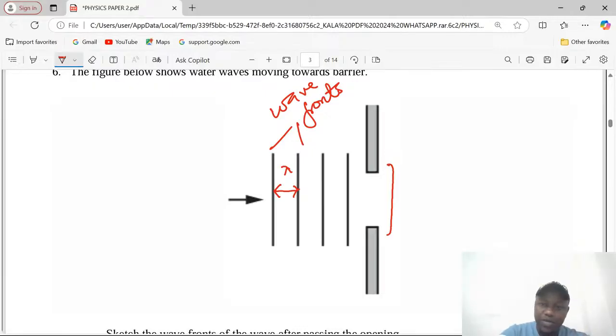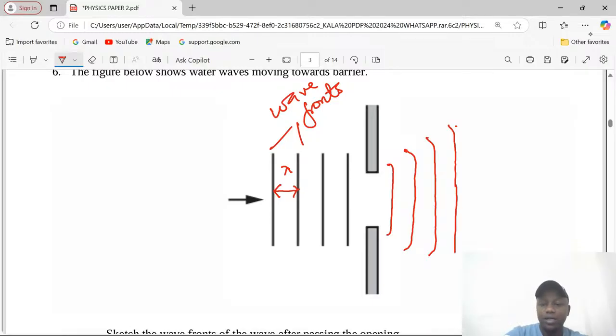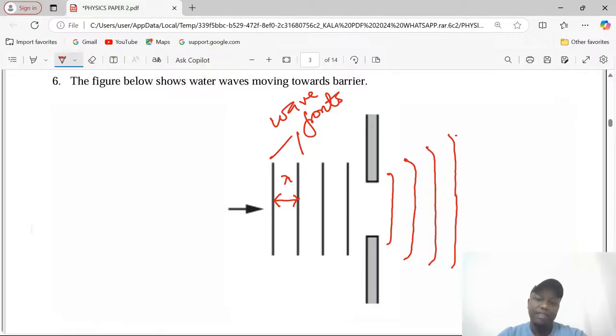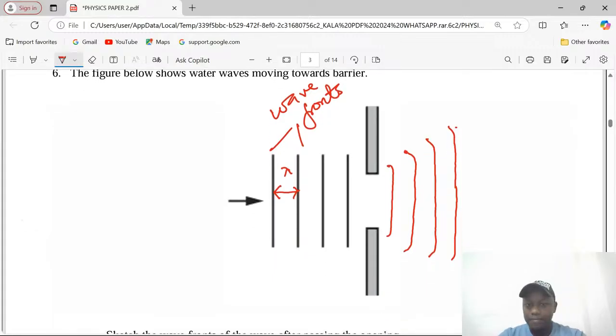There will be plane waves, but with a slight curving. Then it should be ensured that the wavelength is not interfered with. So how they are spaced before and after diffraction should be sustained. The gap between the wave fronts should be sustained. Yeah, the gap is sustained that way.